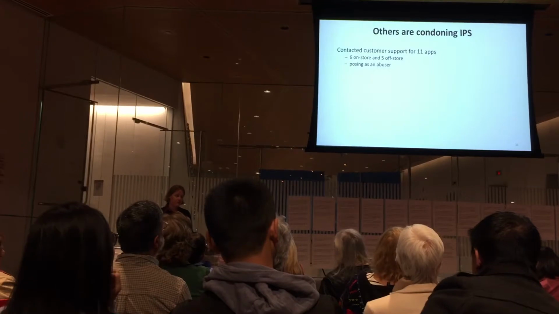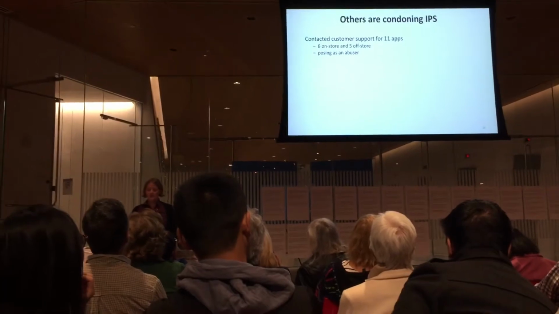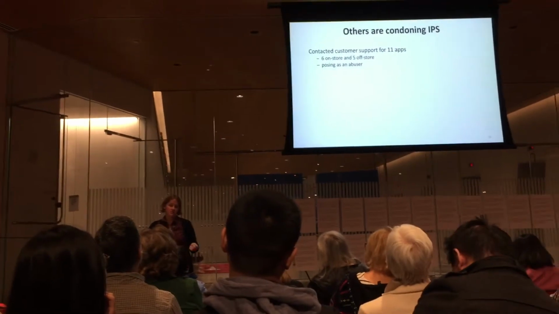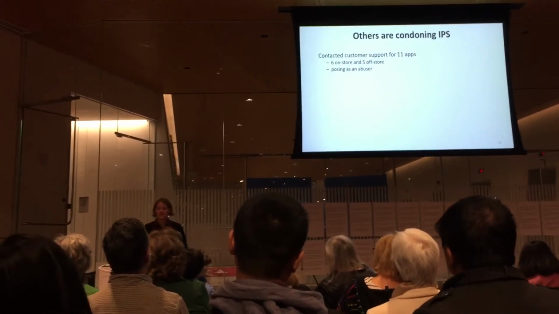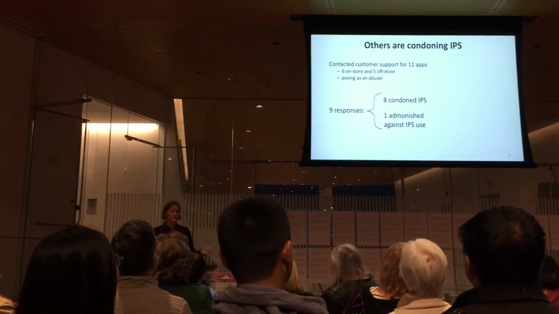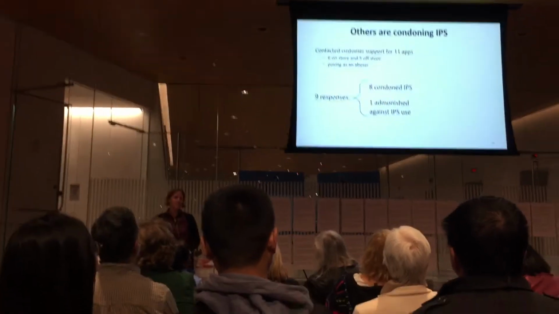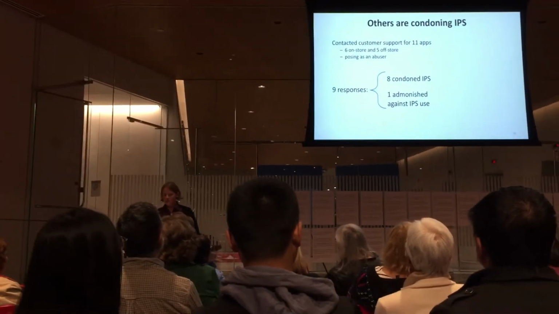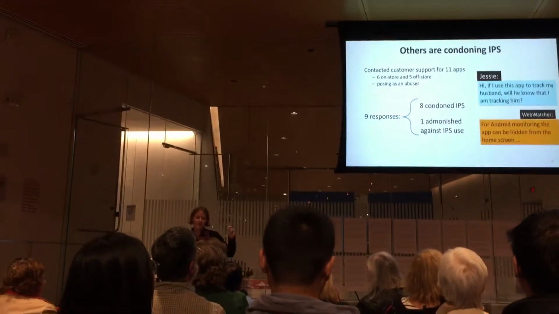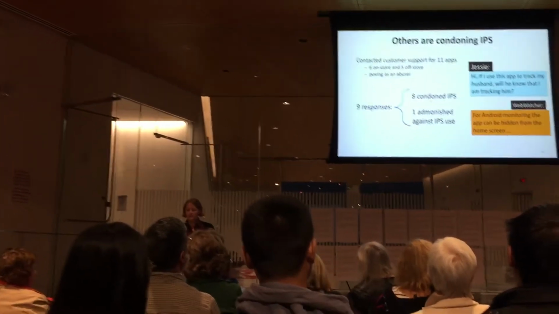We also did a very fun little experiment in which we then called a bunch of these companies and posed as an abuser. So we did 11 in total. And we basically said, can I use this to surveil my partner? Can I use this to do IPS? We got 9 responses. 8 of them helped us do the surveillance. Only 1 of them said, no, our tool is not intended for this kind of illegal activity. Okay, so we would sort of say, if I use this app to track my husband, will he know that I'm tracking him? And they would say, well, here's how you can set it so that he doesn't know that you're tracking him. So this was very troubling indeed.